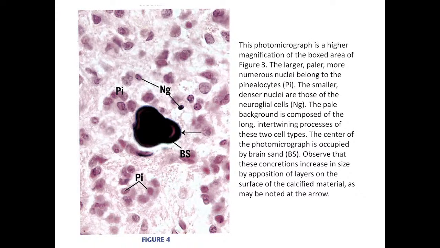This photomicrograph is a higher magnification of the boxed area of figure 3. The larger, paler, more numerous nuclei belong to the pinealocytes. The smaller, denser nuclei are those of the neuroglial cells. The pale background is composed of the long intertwining processes of these two cell types. The center of the photomicrograph is occupied by brain sand, BS. Observe that this concretion increases in size by deposition of layers on the surfaces of the calcified material, as may be noted at the arrow.